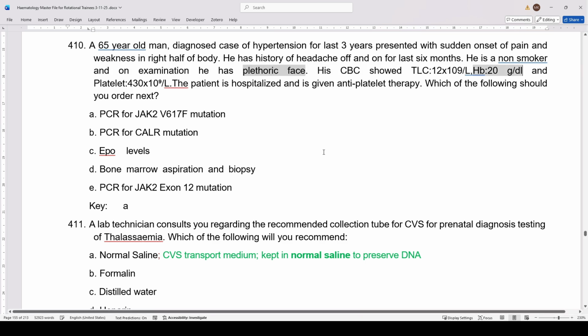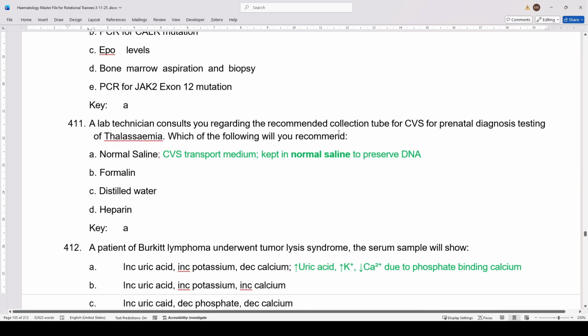To see if it is polycythemia rubra vera, we will do PCR for JAK2 V617F mutation. If this mutation is negative, we will also do JAK2 exon 12 mutation, because in 97% of cases of polycythemia rubra vera, JAK2 mutation should be positive.